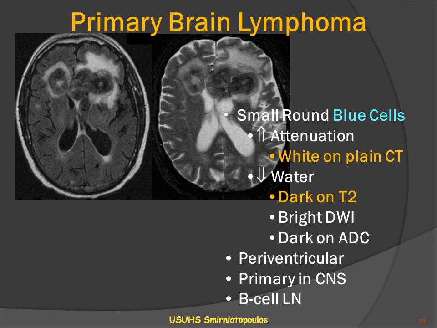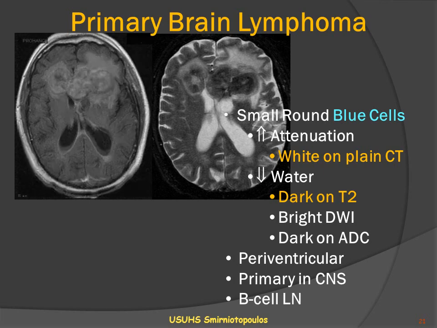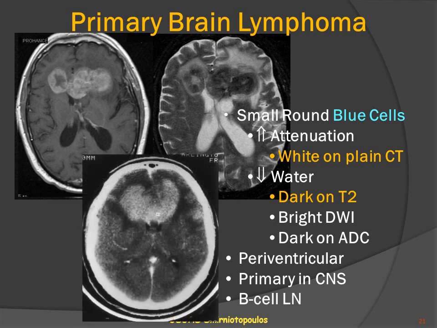So primary CNS lymphoma: periventricular, corpus callosum, butterfly lesion, small round blue cells, increased attenuation on a non-contrast CT scan, low signal on a T2 weighted MR, low signal on the FLAIR MR, bright on the diffusion weighted image.